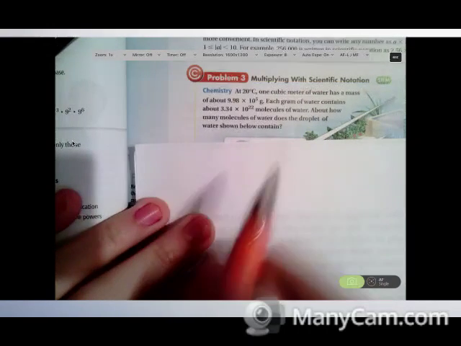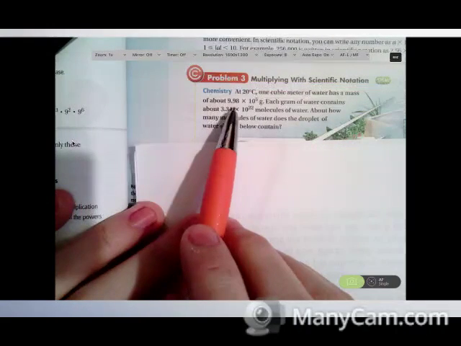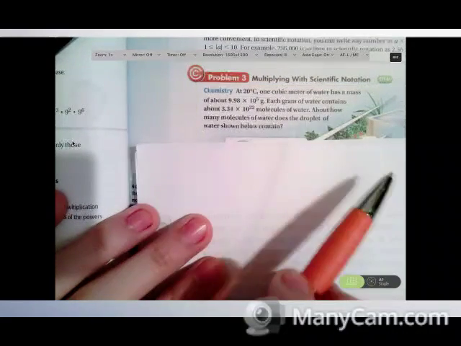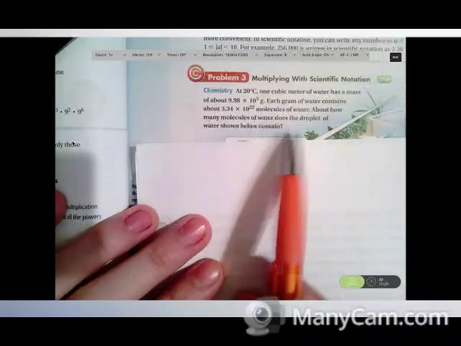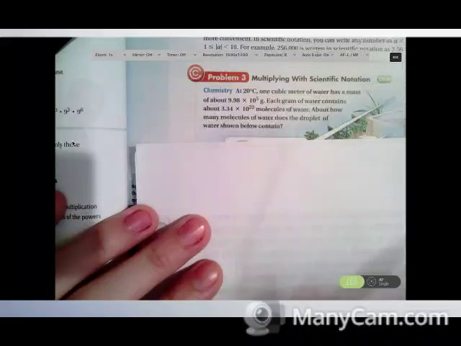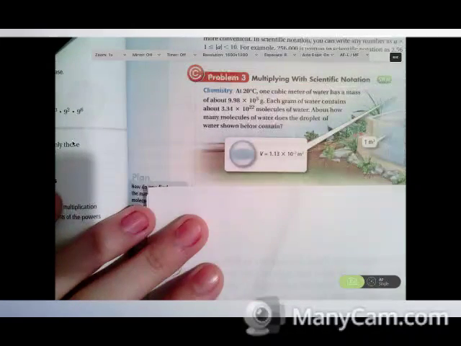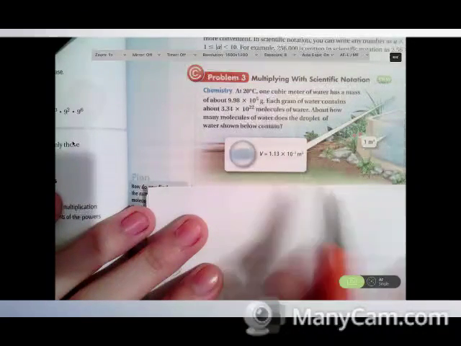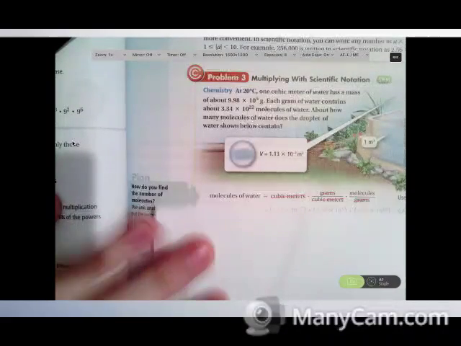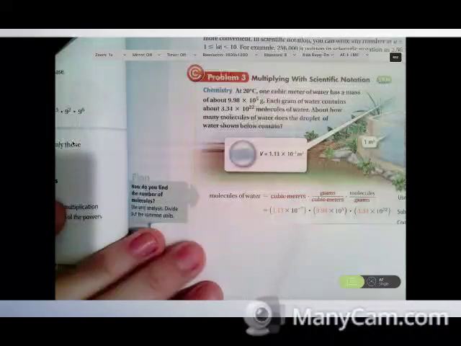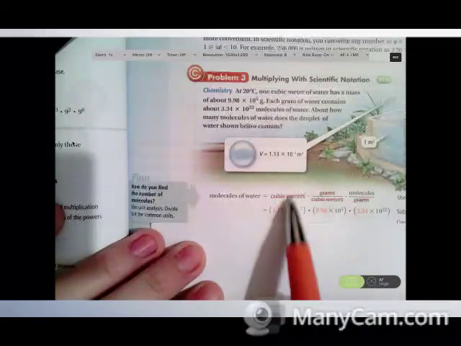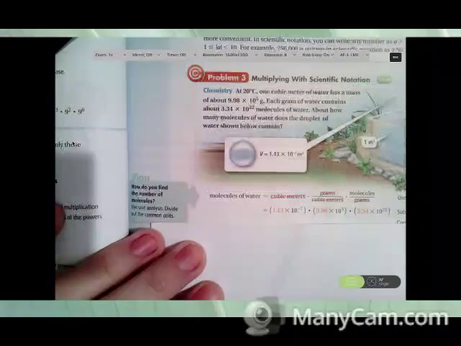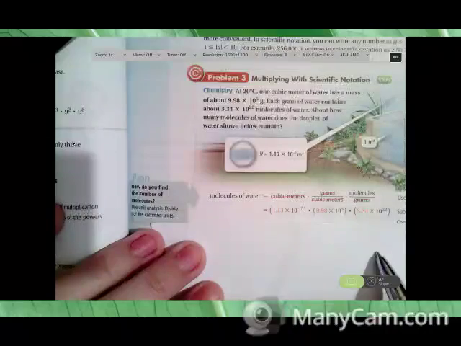At 20 degrees Celsius, 1 cubic meter of water has a mass of 9.98 times 10 to the 5th grams. Each gram of water contains about 3.34 times 10 to the 22nd molecules of water. How many molecules of water does a droplet of water shown below contain? All right, so each droplet of water has a volume of 1.13 times 10 to the negative 7th meters cubed. All right, so to find out how many molecules of water, you got to multiply the volume by the grams and by how much each gram contains. So this is what we're left with right here.